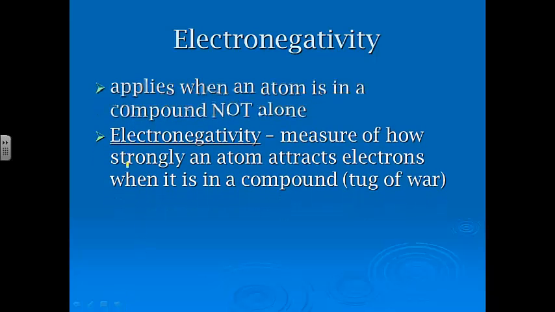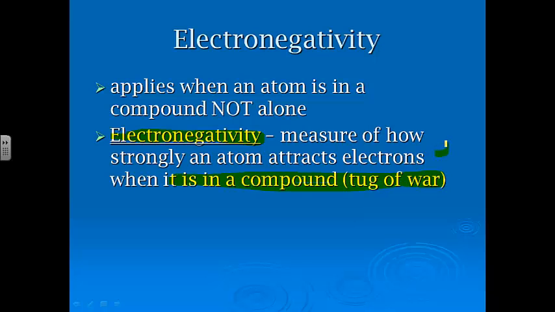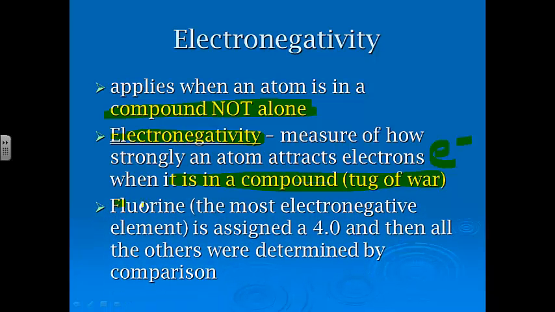Okay, we got to talk about periodic trends or patterns. Now, electronegativity is defined as a measure of how strongly an atom attracts electrons when it is in a compound. So I always refer to this as the electron tug of war. Who's going to win, right? And again, this applies when an atom is in a compound, not when it's by itself. And obviously, if we're talking about sharing, a lot of times we talk about covalent bonds, but not necessarily all the time. Now, fluorine is the most electronegative element. It always wins the tug of war. They have designated fluorine as being a value of 4.0, and then we do all of the comparisons for the other ones.